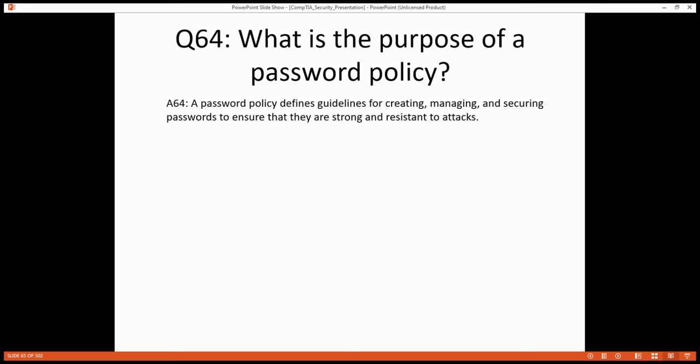Q64. What is the purpose of a password policy? A64. A password policy defines guidelines for creating, managing, and securing passwords to ensure that they are strong and resistant to attacks.